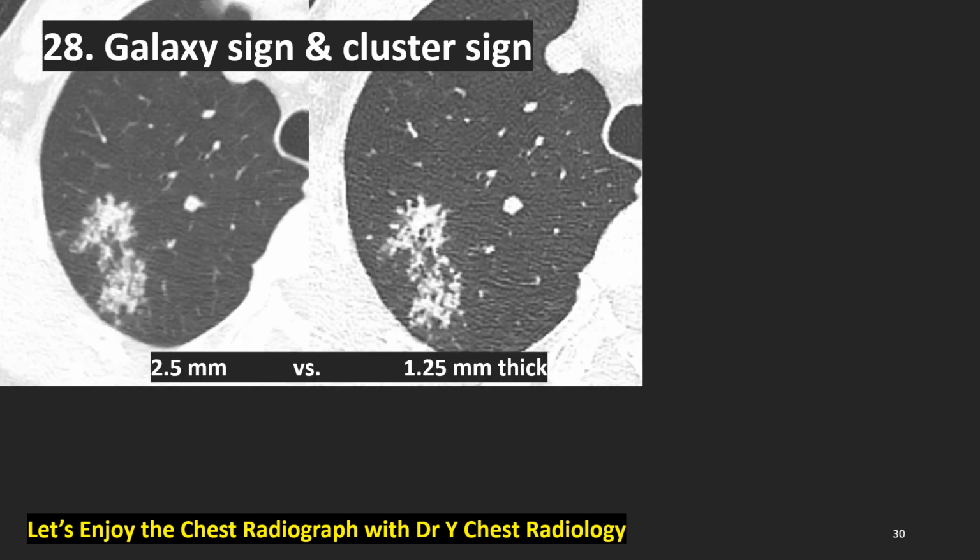How about the same patient's lung window setting CT? This one looks like galaxy, central nodule with scattered daughter nodules, galaxy, but the below one is looking like something like cluster sign. This is 2.5 millimeter in thickness with a fuzzy margin, but with 1.25 millimeter thickness image, the margins are clear.